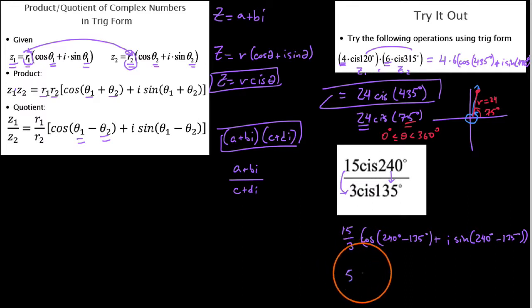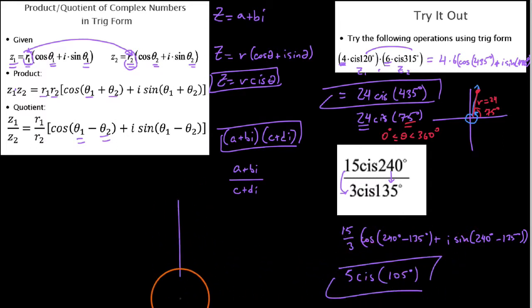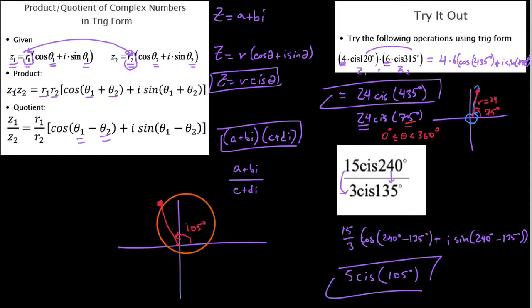But we basically could have just written 5 cis, and 240 minus 135 would be a 105 degree angle. So this quotient, we could say, is going 5 units at a 105 degree angle. I guess we're drawing a complex number, and we could say that this is our number right here. It's heading in a 105 degree direction, and it's heading out 5 units from there. That's how you multiply and divide with numbers in trig form. Pretty simple.